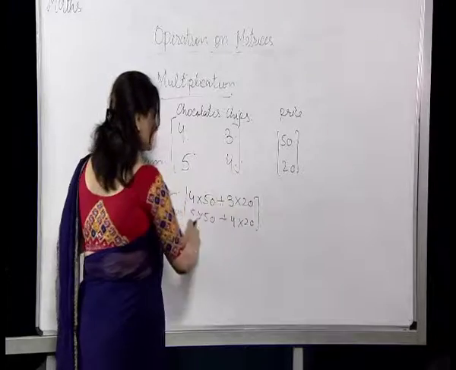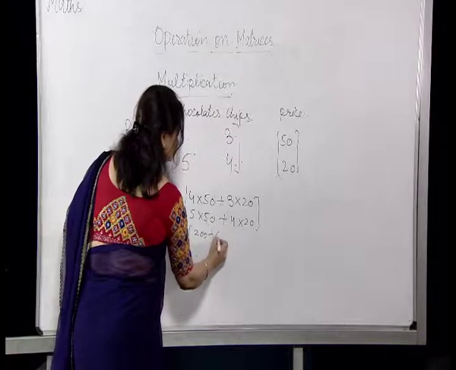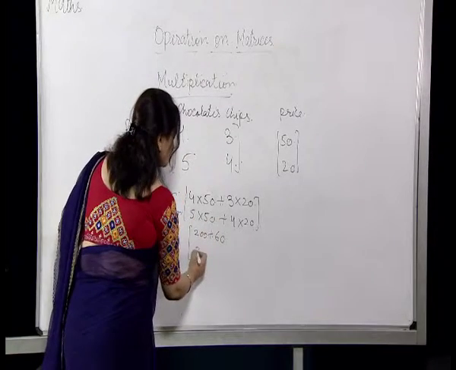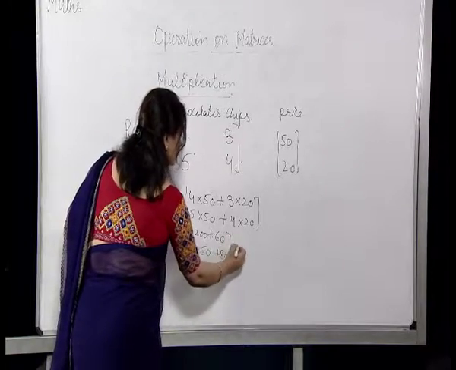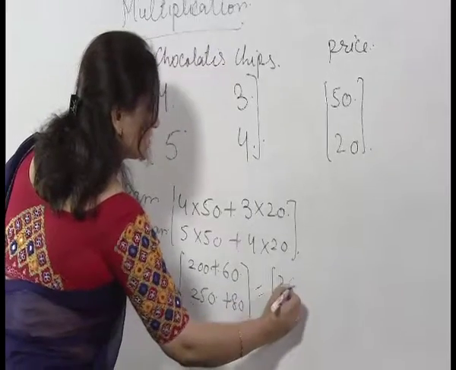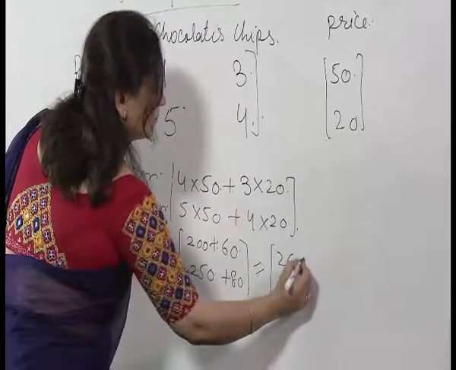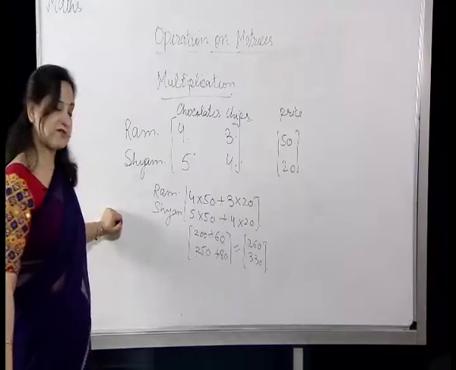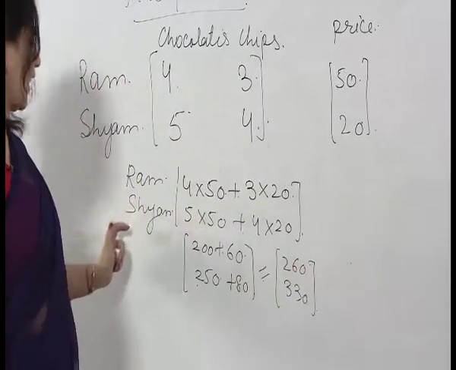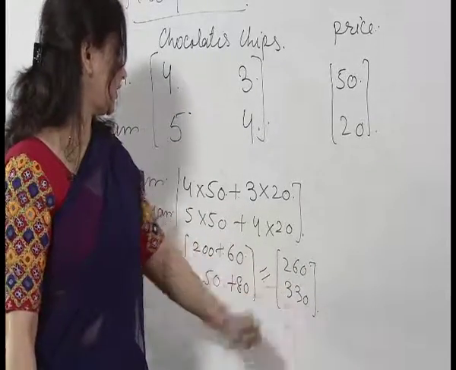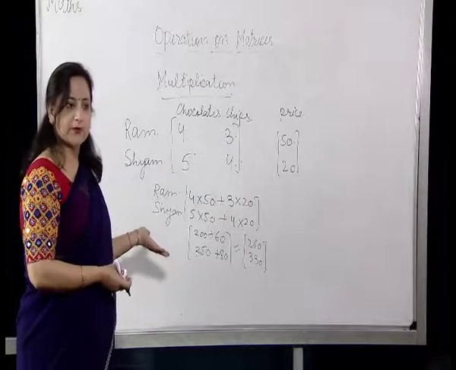200 plus 60 and 250 plus 80, which is equal to 260 plus 330. That is the amount they have spent. That means Ram has spent 260 rupees and Shyam has spent 330 rupees. Is it clear? That's how you calculate the price.